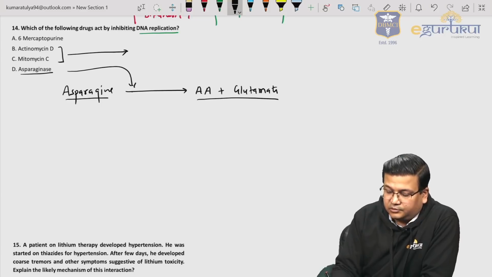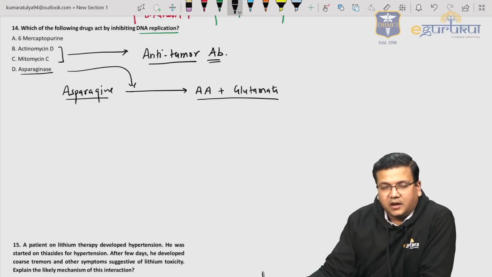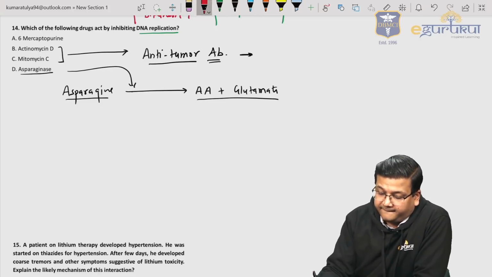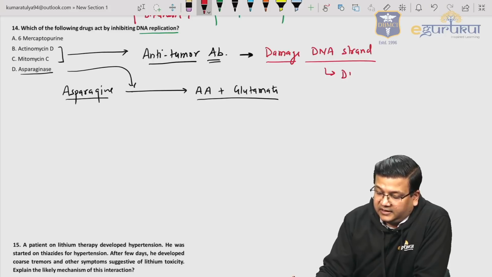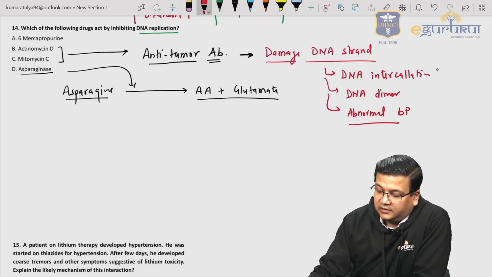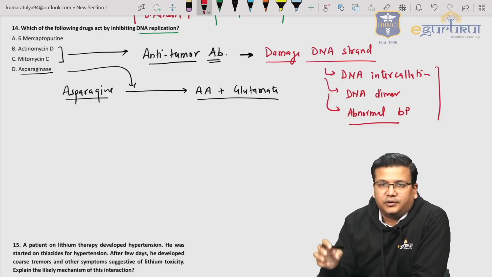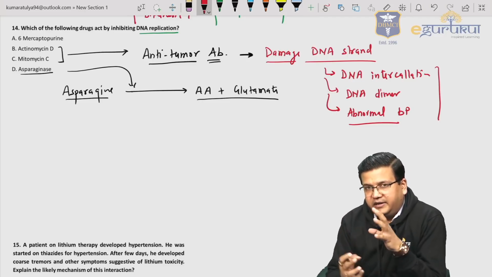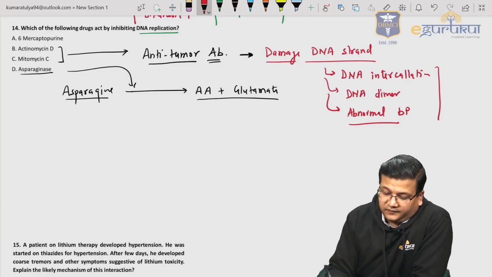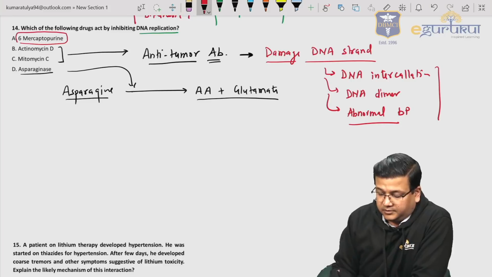Actinomycin D and mitomycin, these two classes of drugs are nothing but anti-tumor antibiotics, and anti-tumor antibiotics mainly damage the DNA strand. They damage the DNA strand by causing DNA chelation, forming DNA dimers, or forming abnormal base pairing within an already formed DNA. So they do not affect DNA synthesis, they damage an already formed DNA by forming DNA dimers, DNA intercalation or abnormal base pairing. So we are left only with 6-mercaptopurine. So the correct answer is option A.